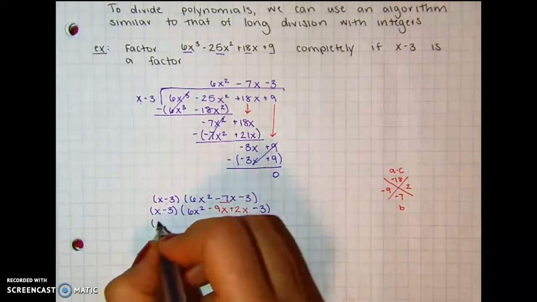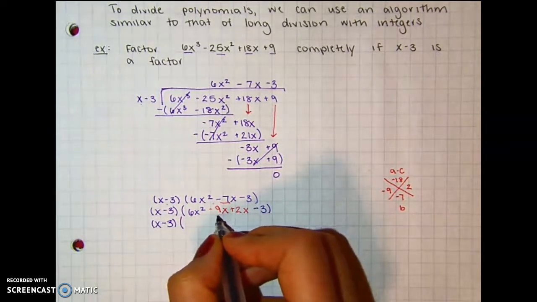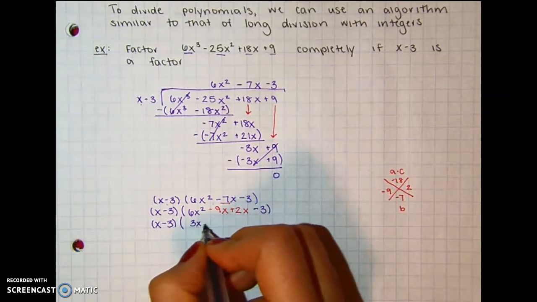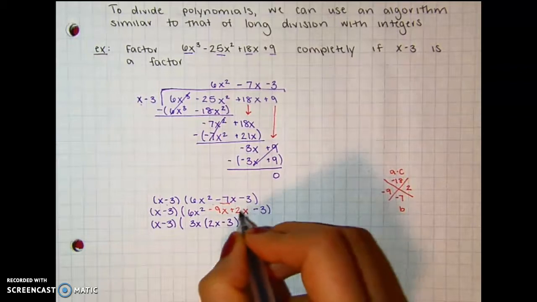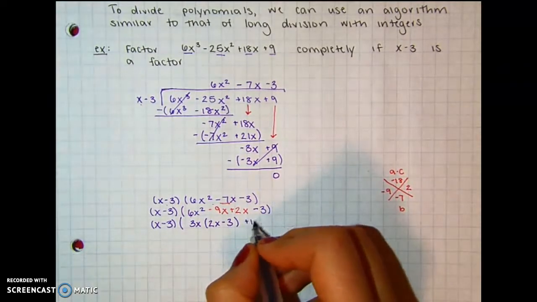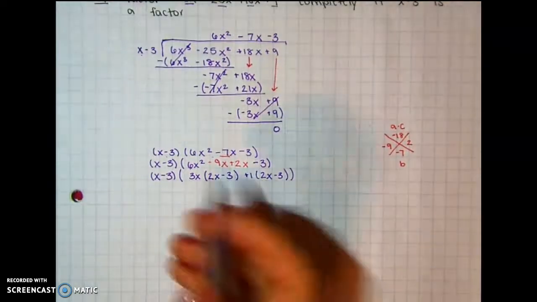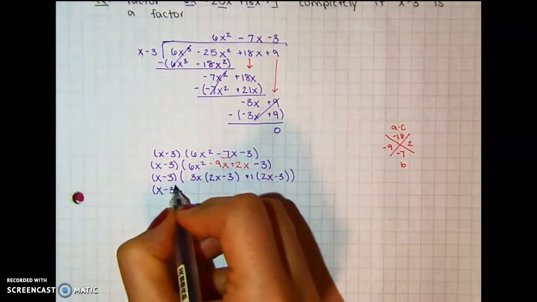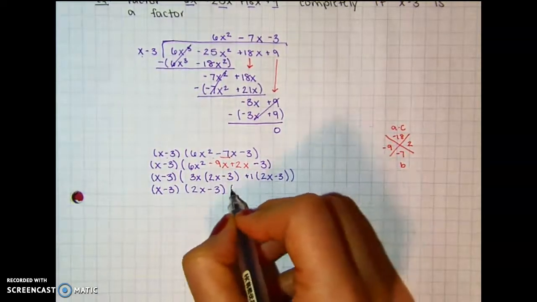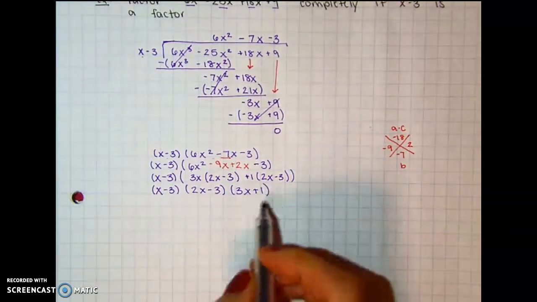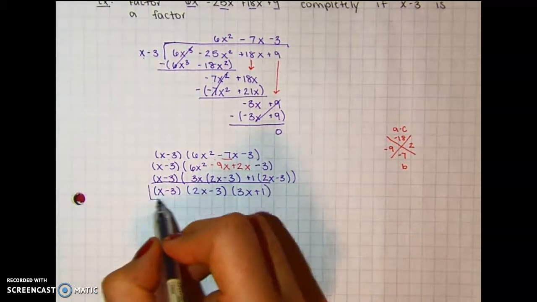And then keep factoring. So greatest common factor of 6x squared and negative 9x is 3x. And I'm left with 2x minus 3. Greatest common factor here is just 1, so it's plus 1. And then factor out my group. So I got 2x minus 3 and 3x plus 1. And now that this is completely factored, we are done. And this is our final answer.